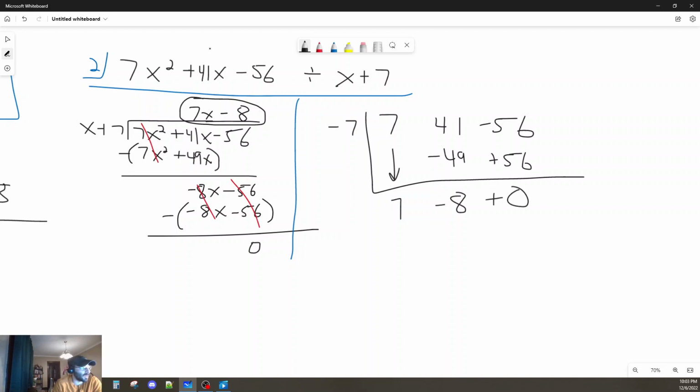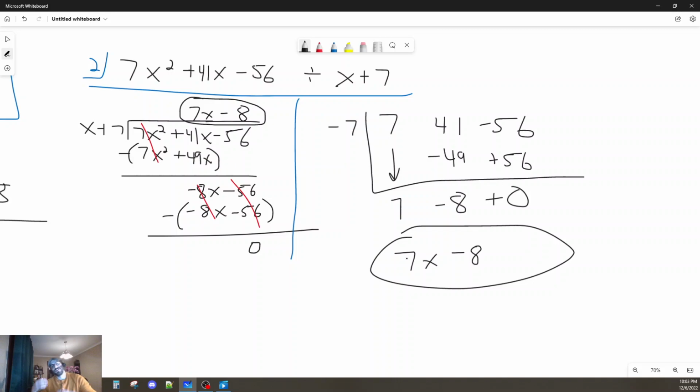And since we started with x squared here, we're going to start with x here. So this is going to be 7x minus 8. Okay, and you can see that's the same answer, 7x minus 8. So it's the same concept of doing this division, but it's just a different method. It's kind of the opposite because we're using addition. Okay, let's do number 3.